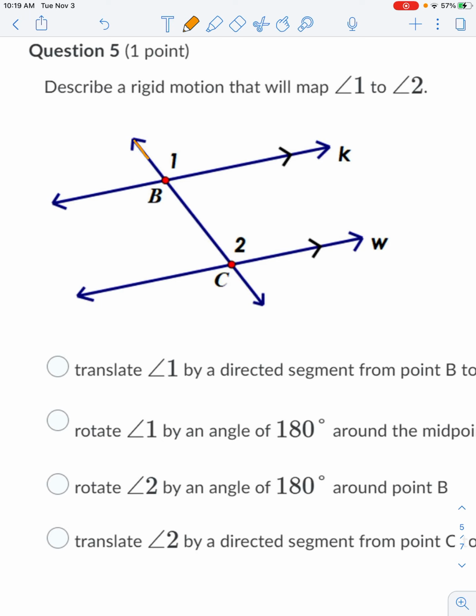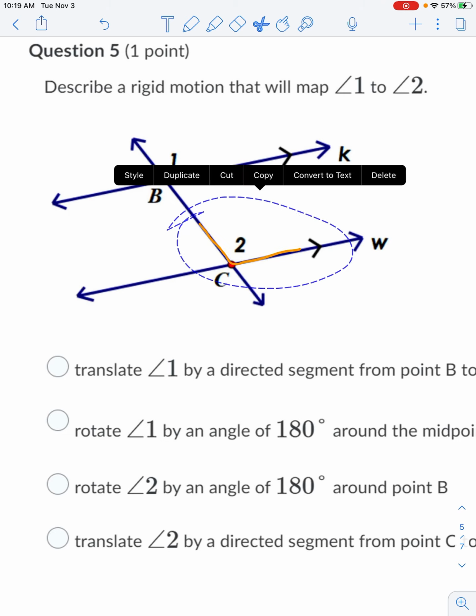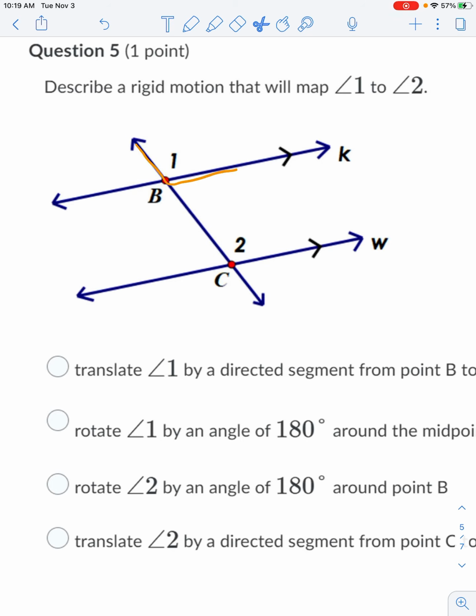So here is angle 1 right here. I'm going to trace it. And then I'm going to pick it up and move it. How could I move angle 1 so that it lands right on angle 2? Notice all I had to do here was slide angle 1 down. They both open to the top right? Both of them open up this direction. So I don't need to twist it so that it opens differently. I just need to slide it down so that it's onto angle 2.